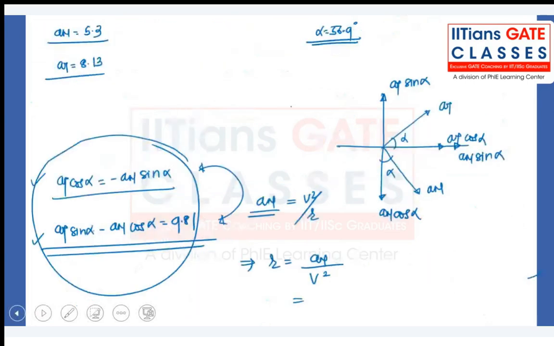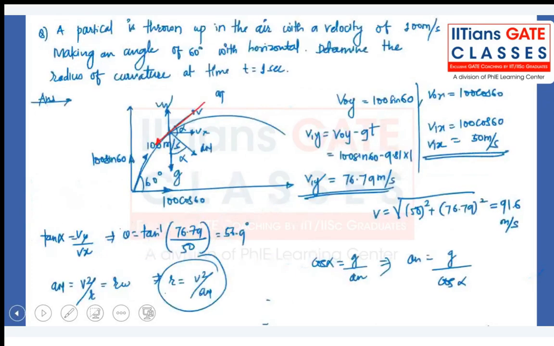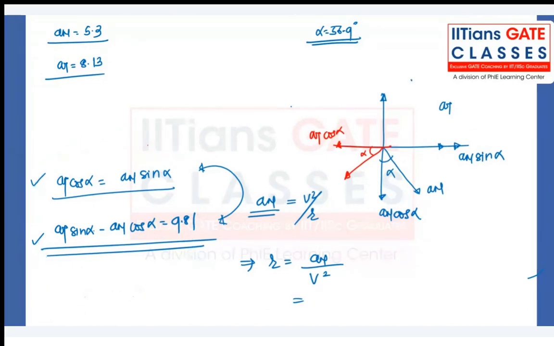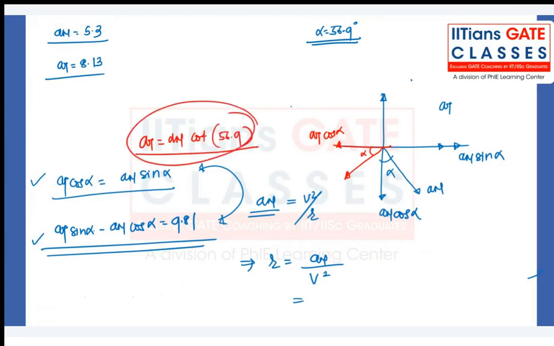In the next slide, AT is equal to plus AN sine of alpha. AT will be in this direction. So AT cos of alpha is equal to AN sine of alpha. So basically you will get AT is equal to AN times cot of alpha. What is the alpha value? 56.9. Okay, put this value of AT into the below equation.